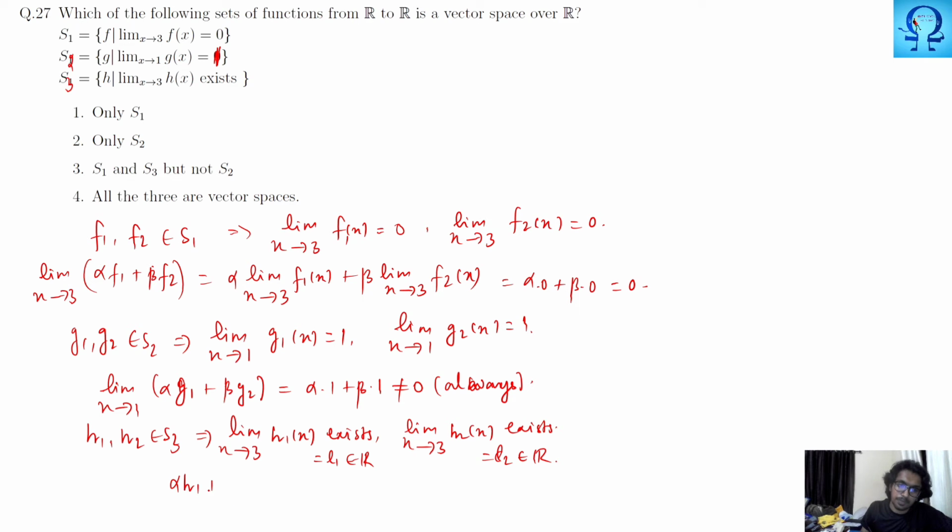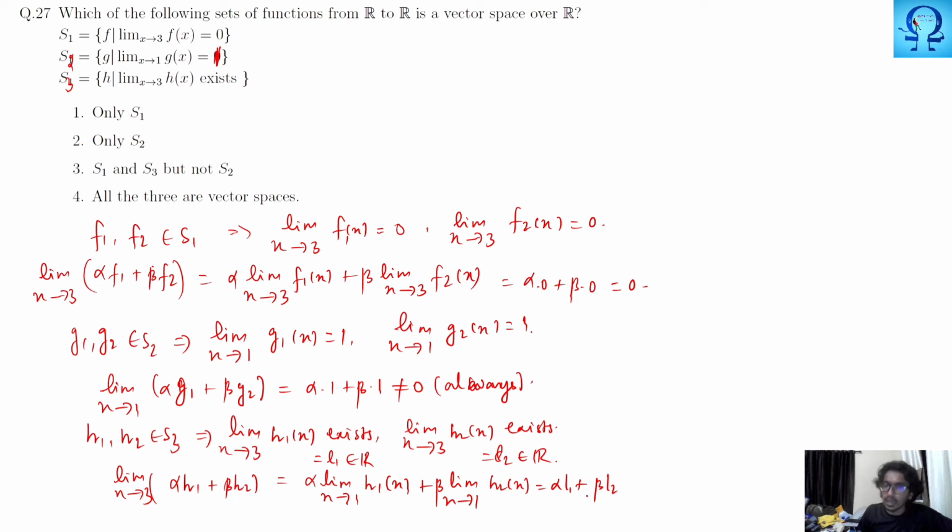When you perform the limit as x approaches 3 on this one, what you will get is alpha L1 plus beta L2. Your alpha, beta, L1, L2 are real numbers, so hence this is also a real number. So this is also a subspace. As of now I am talking about subspace.